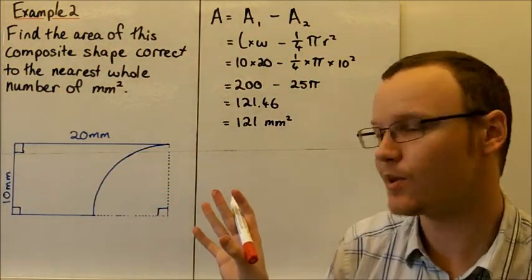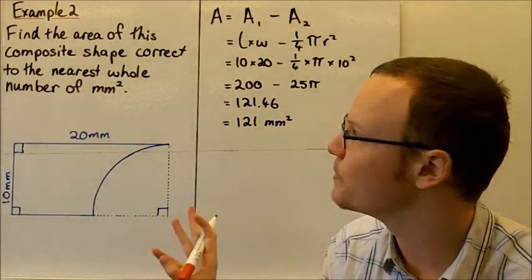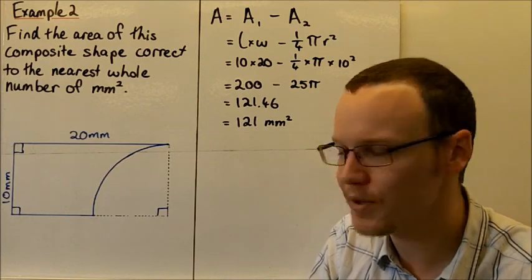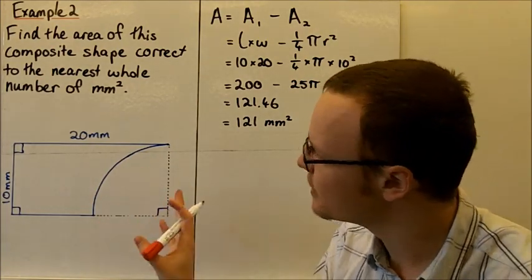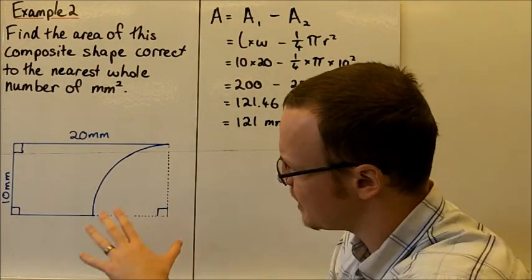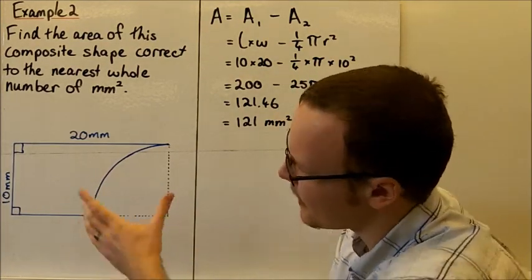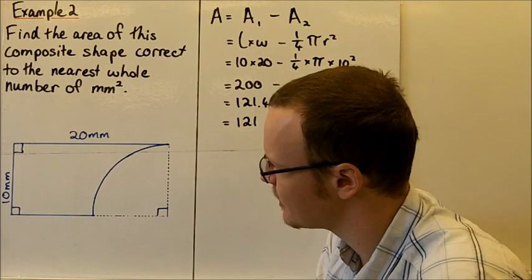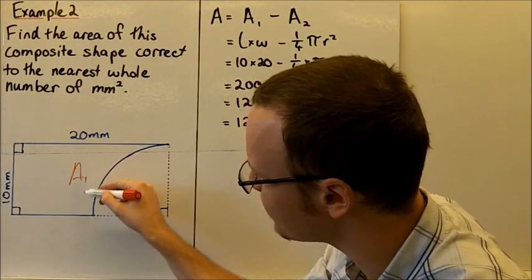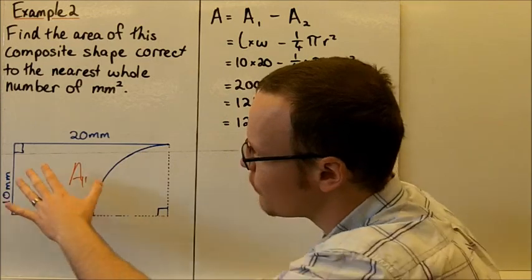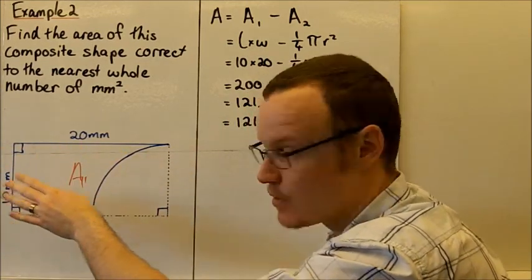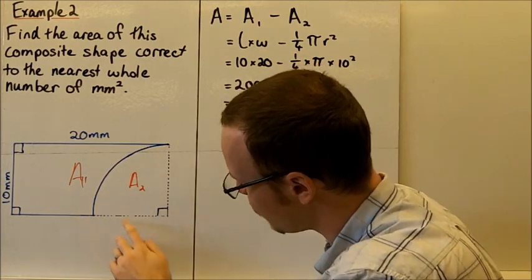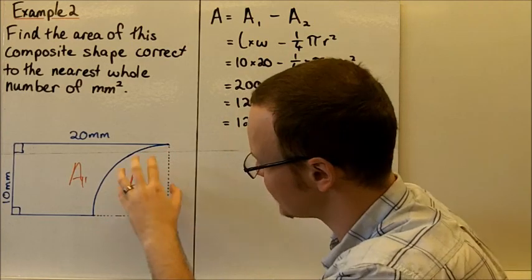Our last example that we've got today is trying to find the area of a composite shape. So here we've got to find the area of this composite shape, correct to the nearest whole number of square millimetres. Let's have a look at the shape that we've got. Instead of adding 2 different shapes together, we've got one shape here and we've taken some away. So this area 1 might be the area of the whole rectangle, and we're going to take away the area of this quadrant here. It's a quarter of a circle that we've taken away.